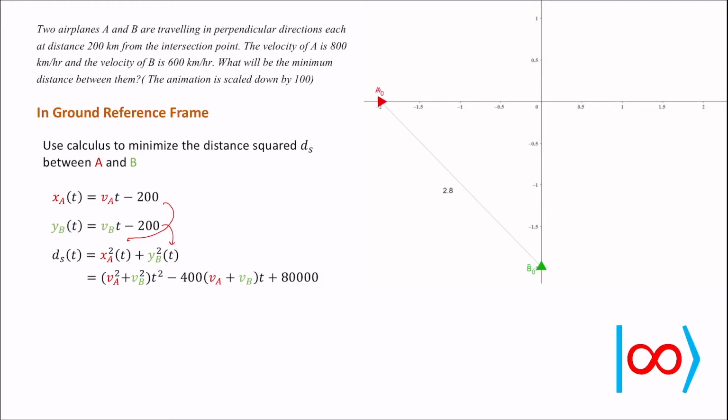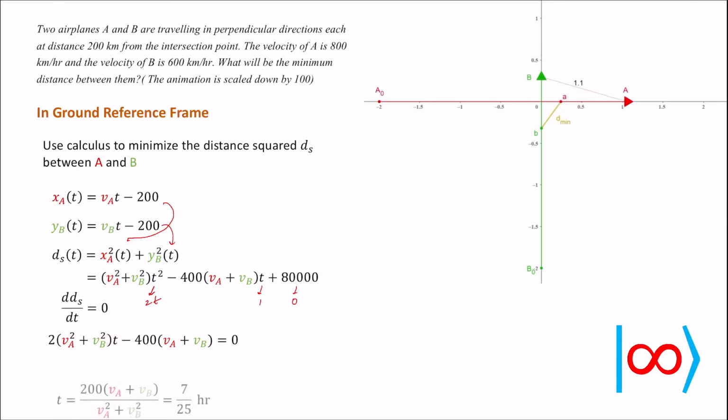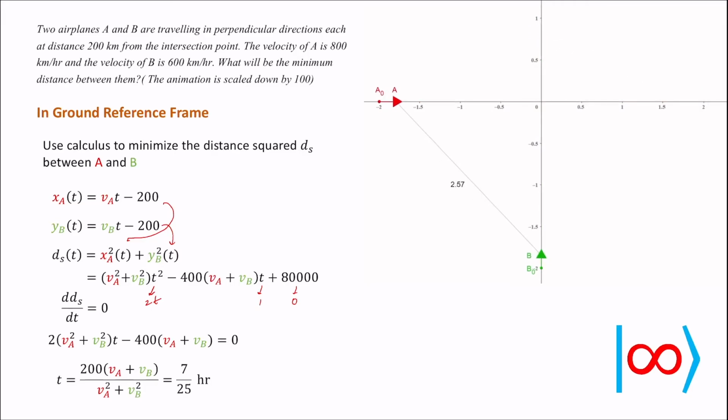Now we differentiate this function with respect to time and set it to 0 to find the time when this function takes the minimum value. After differentiating with respect to time, we get the following equation. This implies that after 7 by 25 hours, the distance between the two planes will be minimum.